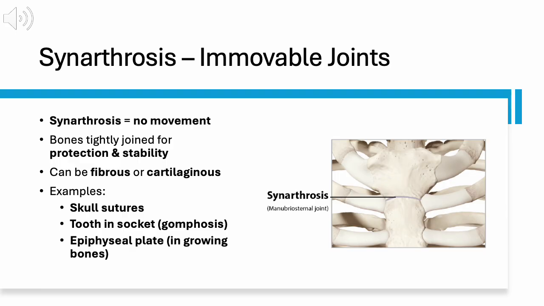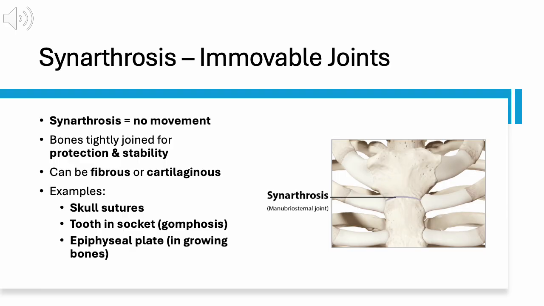A synarthrosis is a joint that allows for no movement. It's completely immobile. These joints are typically found in parts of the skeleton where stability and protection are the priority rather than motion. Functionally, synarthroses are very strong because the bones are tightly joined. These joints can be either fibrous, like sutures in the skull or gomphoses in the jaw, or cartilaginous, like the epiphyseal plate in a growing bone.